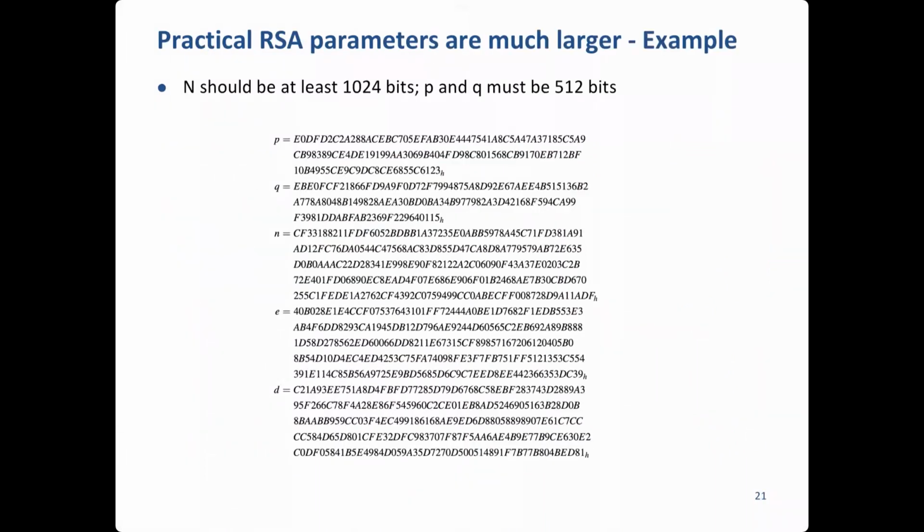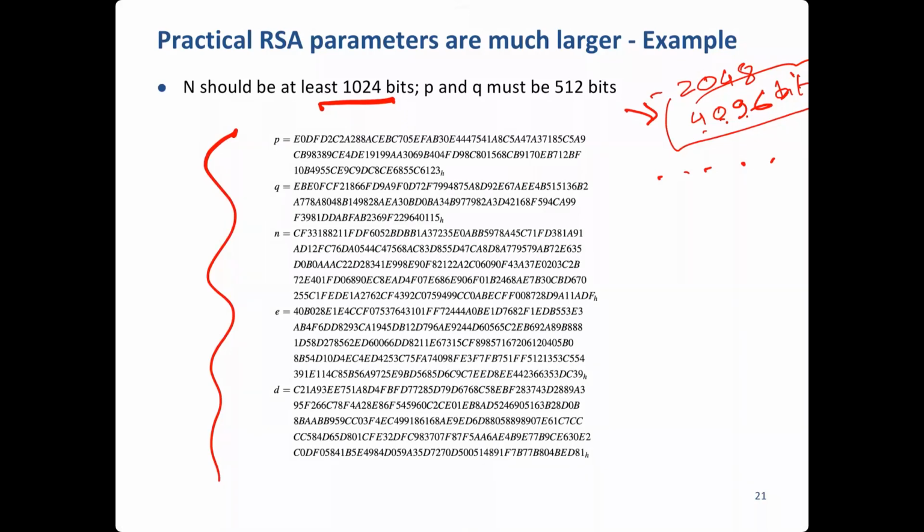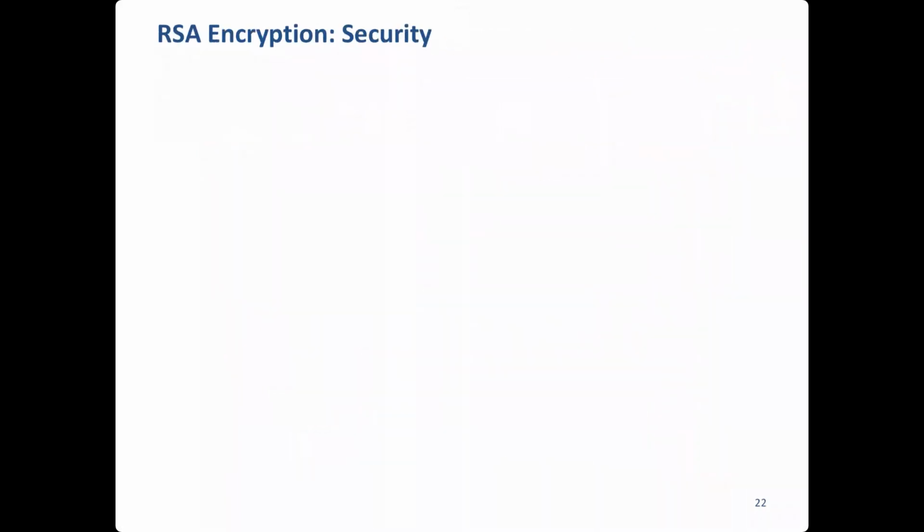So in practice, N should be at least 1024, but nowadays it is 2048 or even 4096 bits. So P and Q are very, very large, and so N is very, very large. As a result, given such a large number of 4096 bits, factoring is computationally infeasible. In general, P and Q will look much bigger than this. What is shown here is again a very small number. So D will be this big.